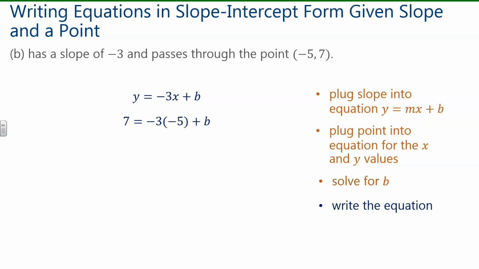Now we're going to simplify this and solve for b. We'll multiply -3 and -5 together to give us plus 15. To solve for b, I'm going to take that 15 and bring it over to the left-hand side, and when I do that, it becomes 7 minus 15. Simplifying that, I get a b value of -8. Now that we have our slope and y-intercept, we can write the equation. We have y equals -3x minus 8.